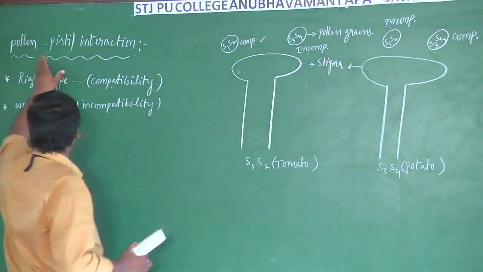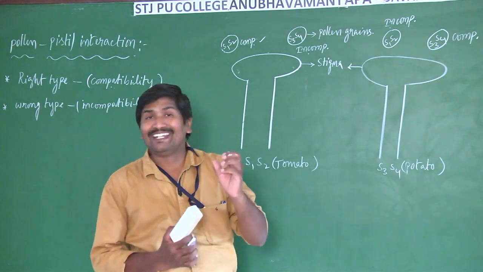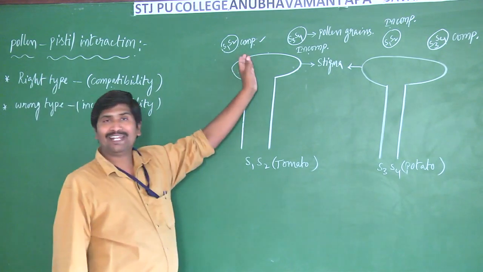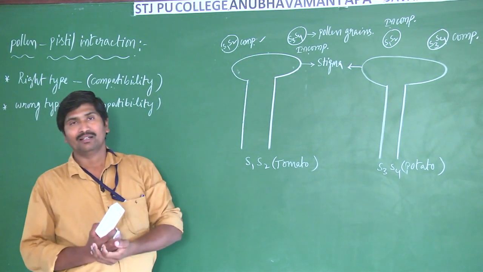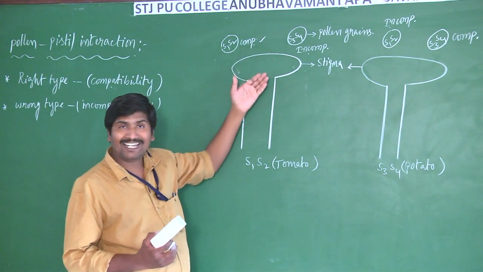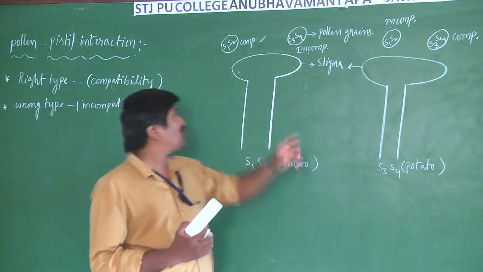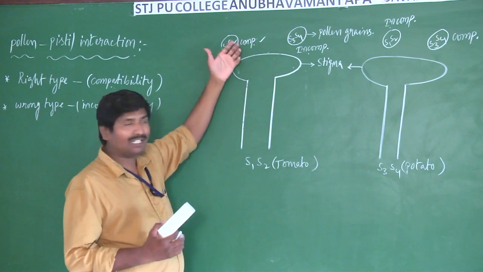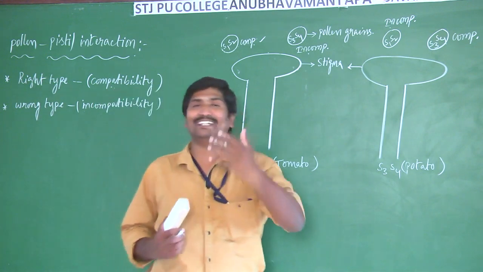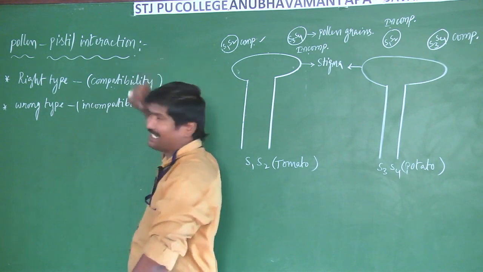Also, the pollen-pistil interaction is one of the dynamic processes. Why is it a dynamic process? Because the pistil accepts some pollen grains and rejects others. Compatible pollen grains are accepted, incompatible pollen grains are rejected. When compatible pollen grains promote growth, and when incompatible pollen grains land on the stigma, they are rejected. This concept is known as the pollen-pistil interaction.